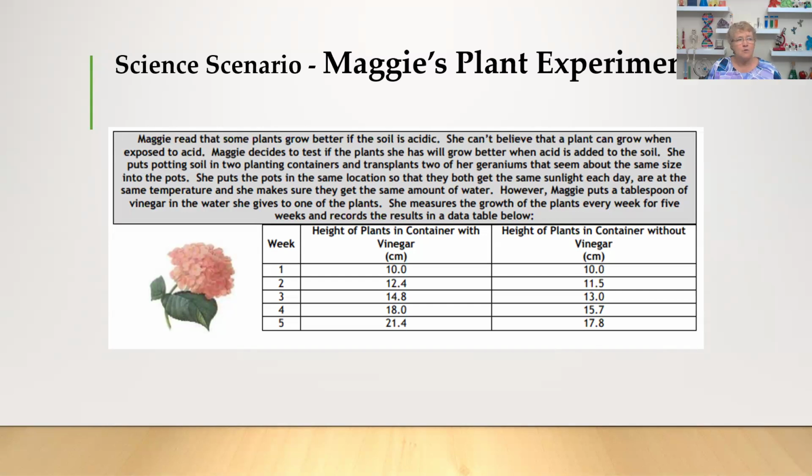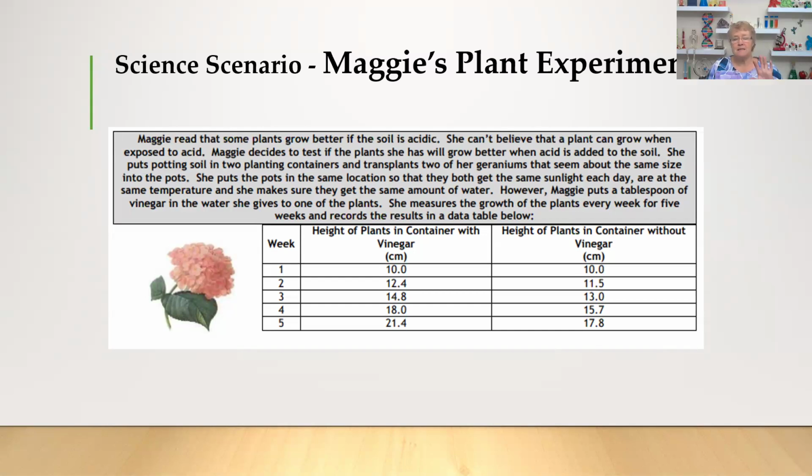into the pots. She puts the pots in the same location so they get the same sunlight each day, are at the same temperature, and make sure they get the same amount of water. However, Maggie puts a tablespoon of vinegar in the water she gives to one of the plants. She measures the growth of the plant every week for 5 weeks and records the results in the data table below. All right, what is her hypothesis?